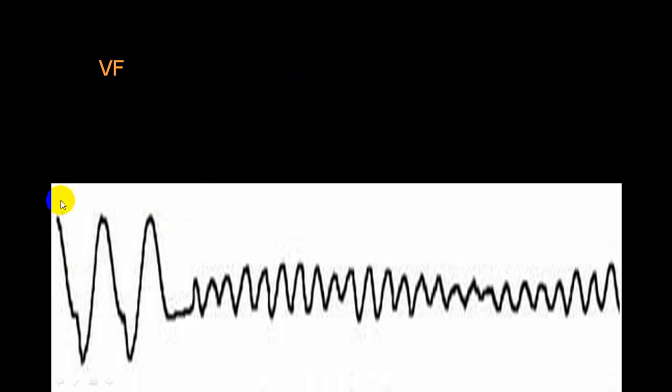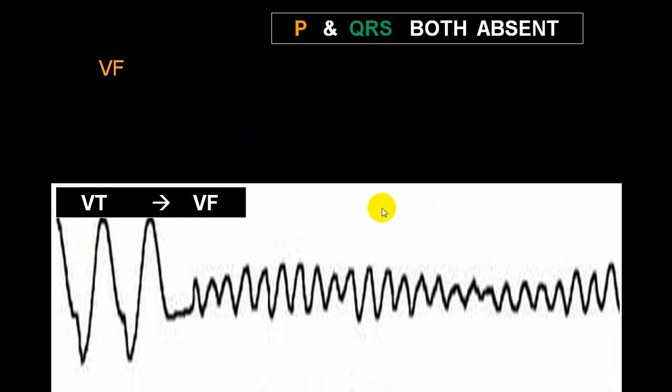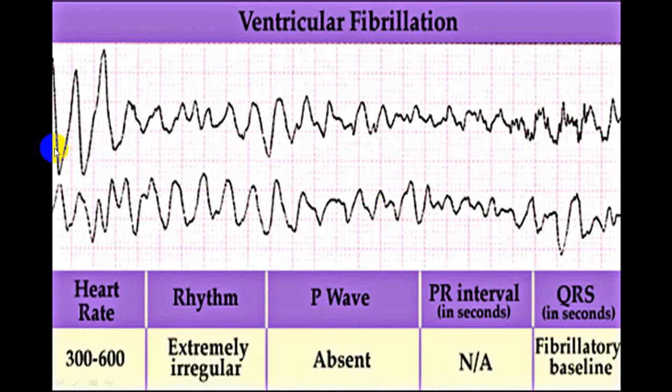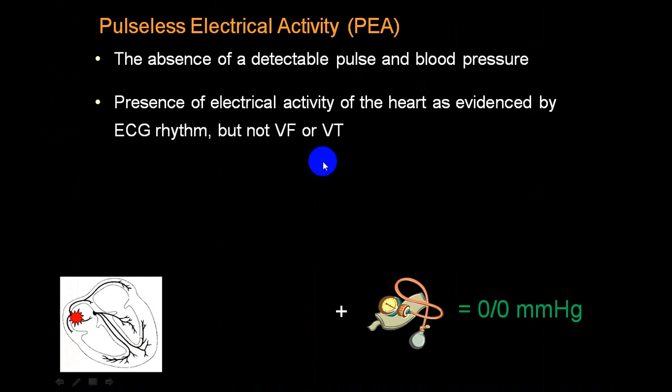Now you can see here this is a ventricular complex followed by electrical activity, but you can't make out a P wave or QRS complex at all. This is a coarse ventricular fibrillation. VT has become VF, and then you get a ventricular standstill, or we call it ventricular arrest. Again, you can see here similar ventricular tachycardia followed by ventricular fibrillation. Both P wave and QRS complex are absent, and this is the last slide.